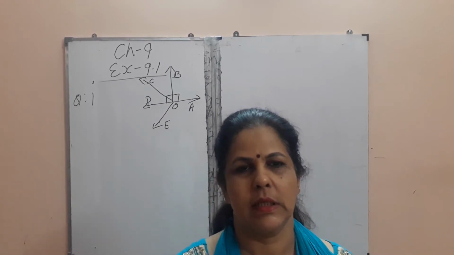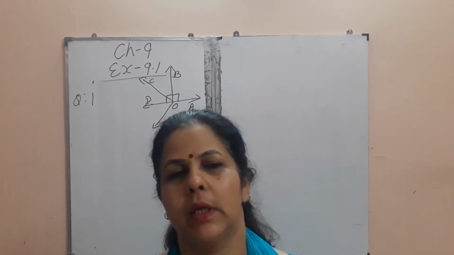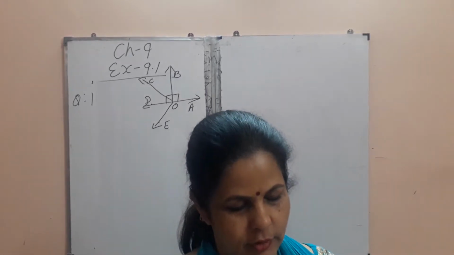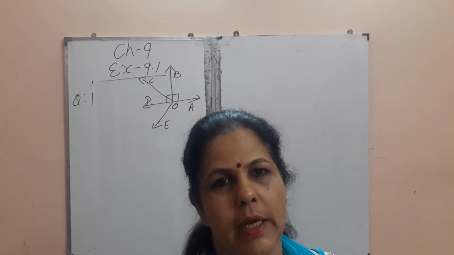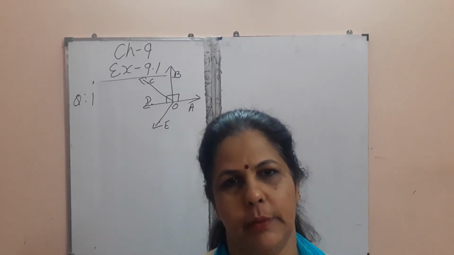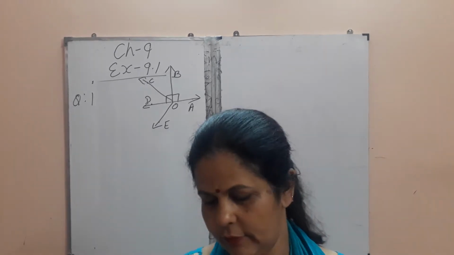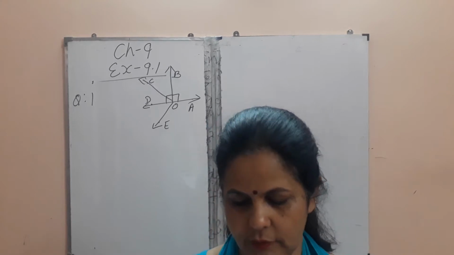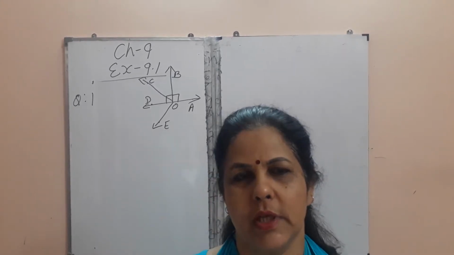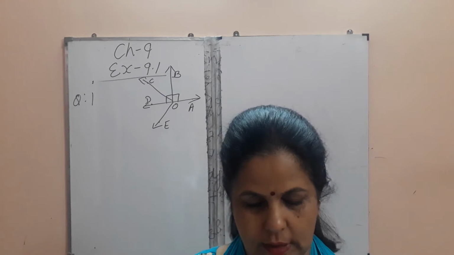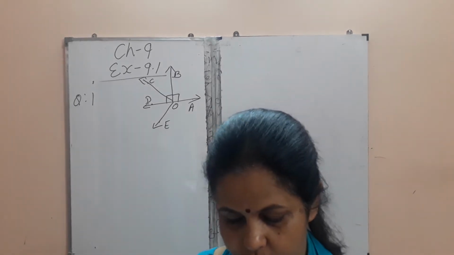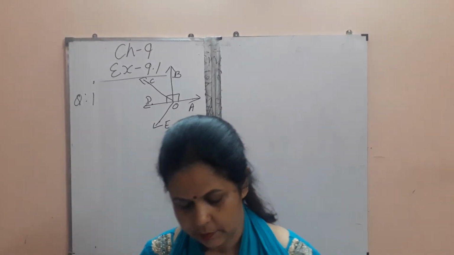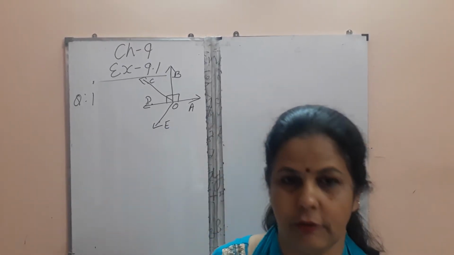In the previous lecture, we completed the introduction about lines and angles. In that, we learnt pairs of angles and how to find the value of a variable. Now, we will start Exercise 9.1, in which we will do questions based upon lines and angles. So, let's start Exercise 9.1. Question number 1. Name the complementary and supplementary pair of angles.